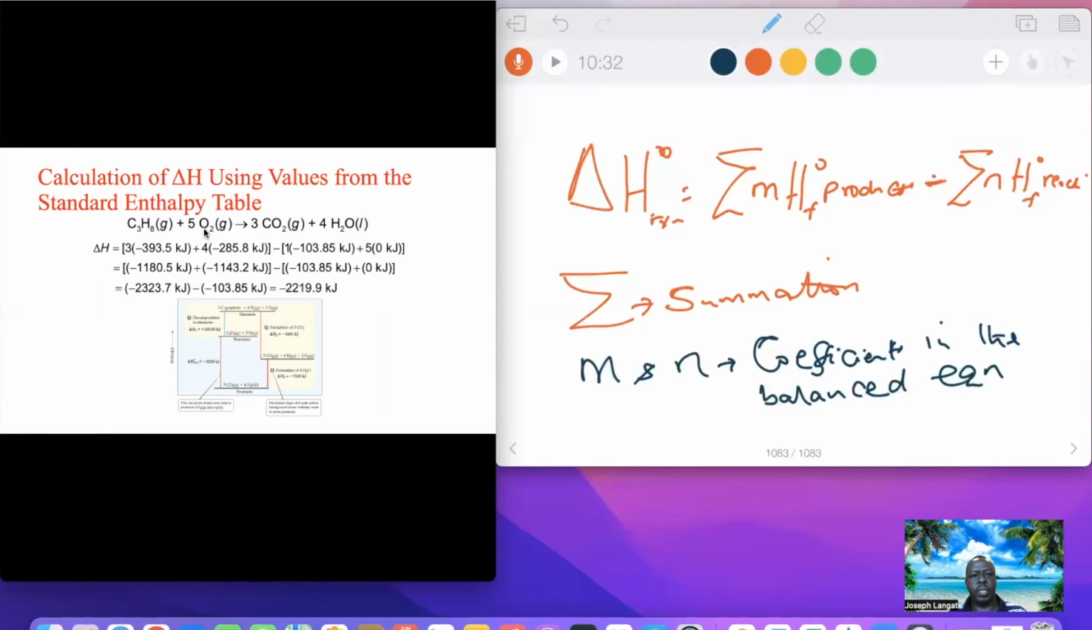One thing you don't see here is that you may wonder why I am multiplying by 0. The standard enthalpy of formation for an element is always 0. It's always 0.